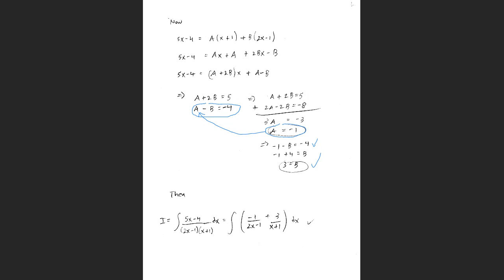And now we're able to write the integral of this rational function as the integral of the sum of two easy rational functions. And this is called a partial fraction expansion.